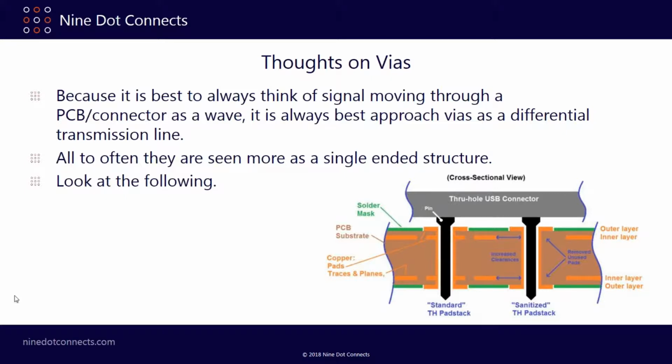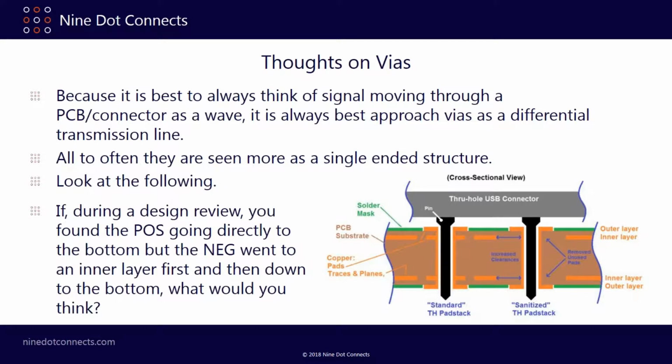You have a USB connector on the top of a board. It's a typical through-hole connector. And you would have the positive and negative coming through the pins. And if you're routing it properly, you would minimize the excess stub length by routing on the bottom of the board.